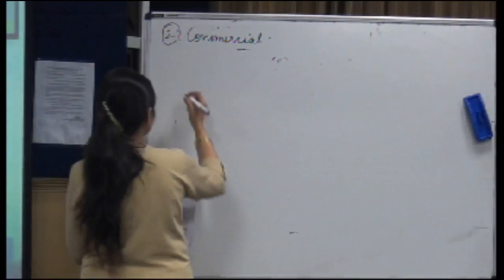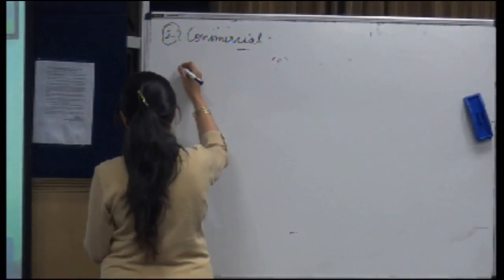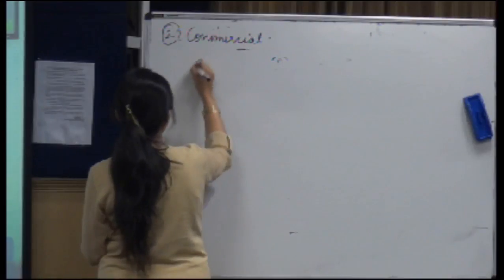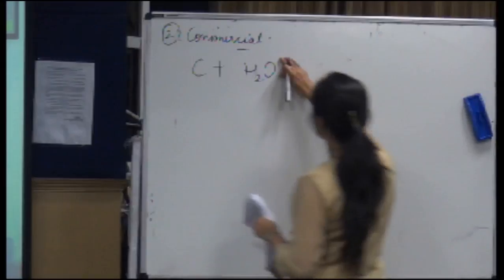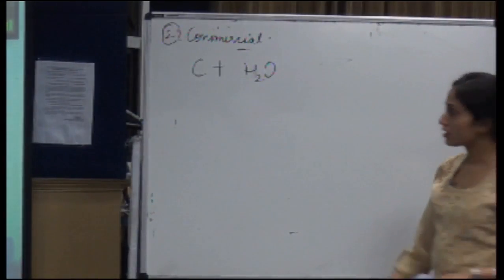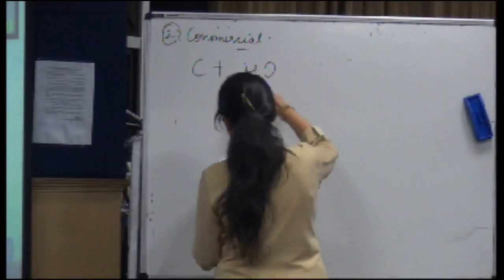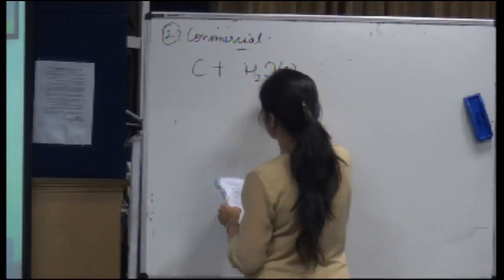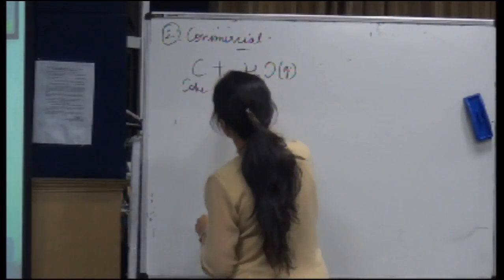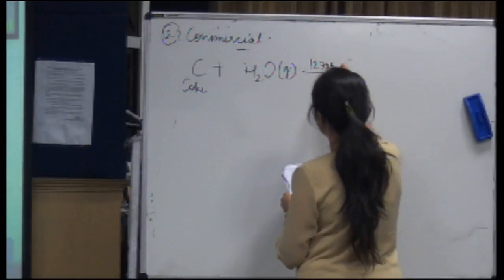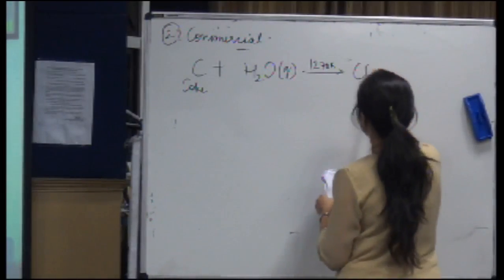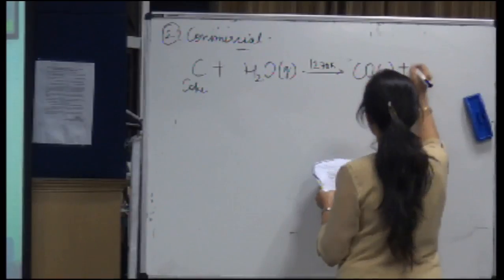Then the next method is by action of steam on coke. What is coke? Carbon. So you have steam, which is in the gaseous form, and coke, the solid form, and this at 1270 Kelvin, as reproduced from the notes, gives you CO gas plus H2 gas.